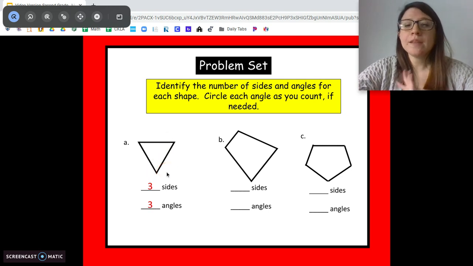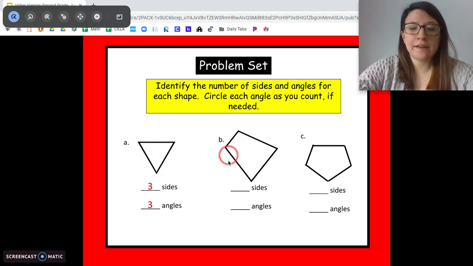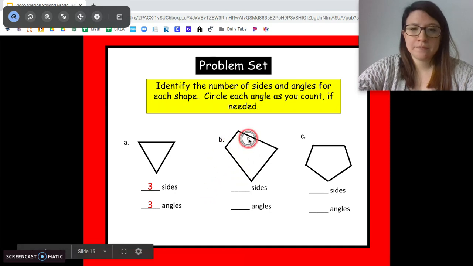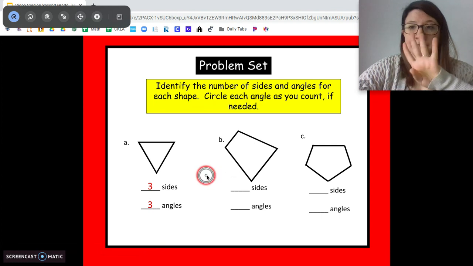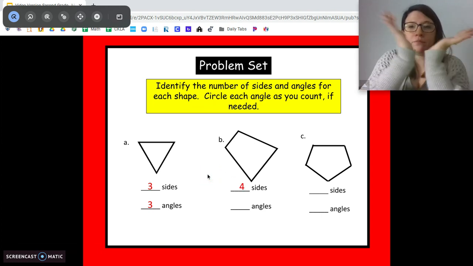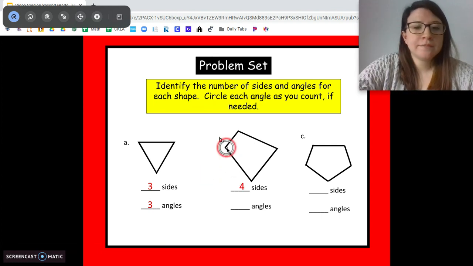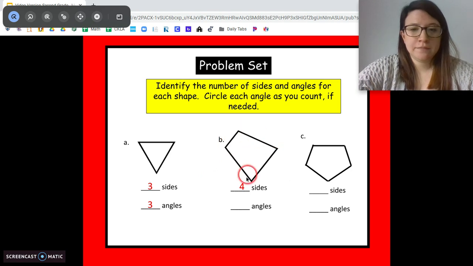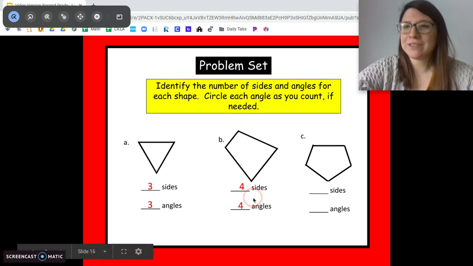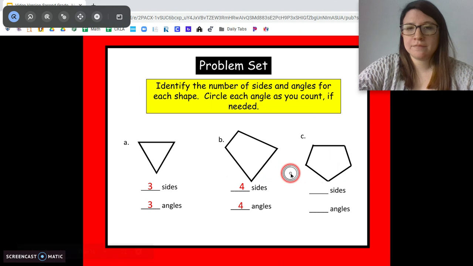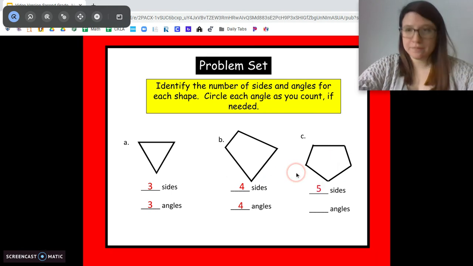Awesome. Let's try B together. How many sides? Good. Now, how many angles? Remember where the 2 sides meet. 4 angles. Awesome. Now let's try C together. How many sides? Awesome. And how many angles?